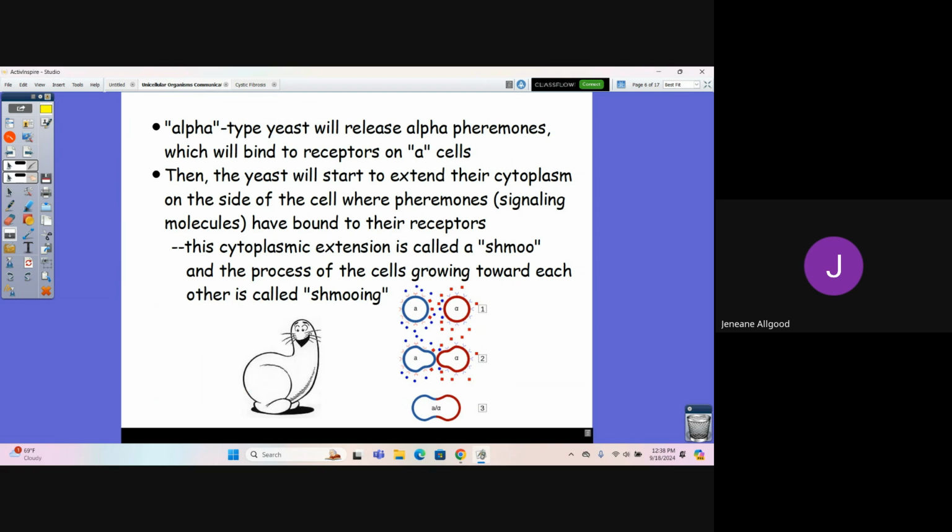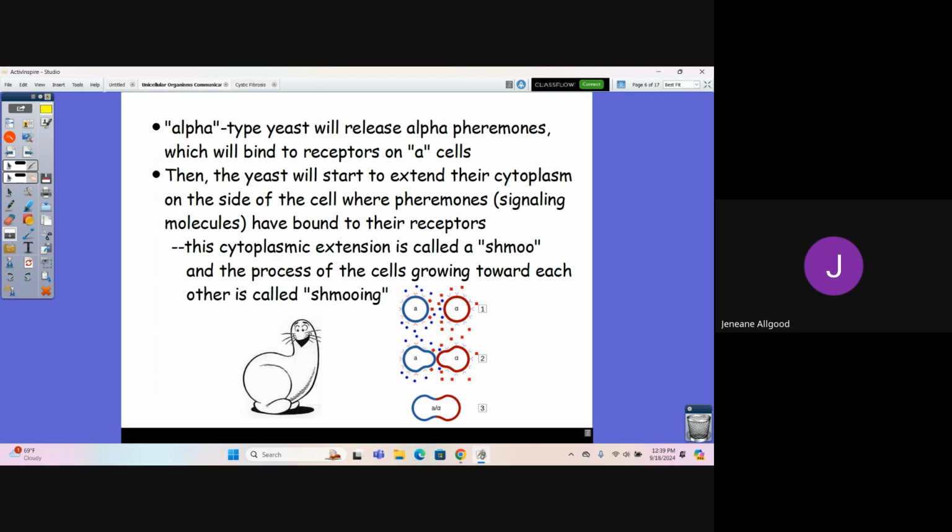So let's look at this diagram one more time. The A yeast is going to release its blue pheromones, which will bind to receptors, in this case, on the left side of the alpha yeast. The alpha yeast is going to release its pheromones, which are going to bind to receptors on the right side of the A yeast. Now they know, hey, I know an alpha yeast is in that direction, and this one knows an A yeast is in that direction, and so this is when they start to extend their cytoplasms, which is called shmooing, and then their cytoplasms are going to fuse to form a cell that has both the A genes and the alpha genes.